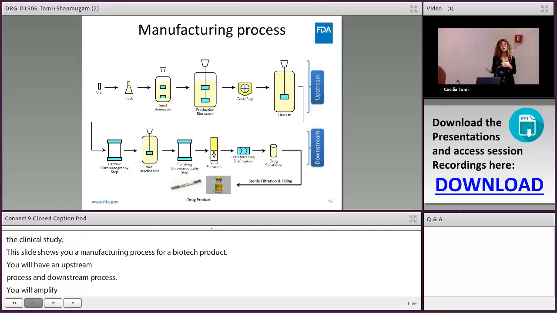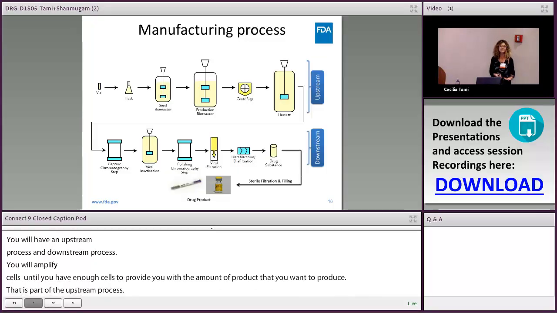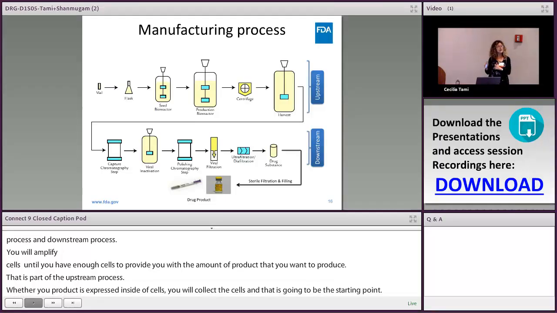Whether your product is expressed inside the cells or secreted to the supernatant, you are going to collect the cells or the supernatant, and that is going to be the starting point for the downstream processing. The downstream processing is then a series of steps, purification and concentration steps, until you get a product with the expected purity and quality.